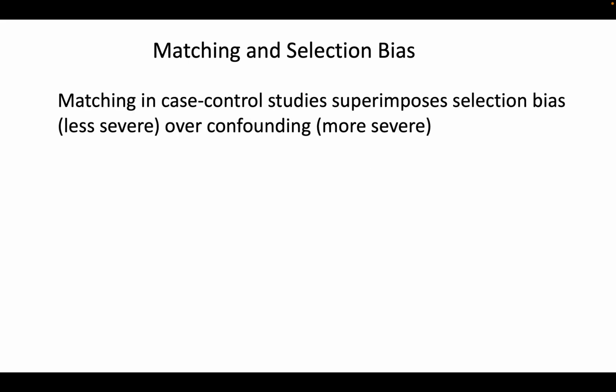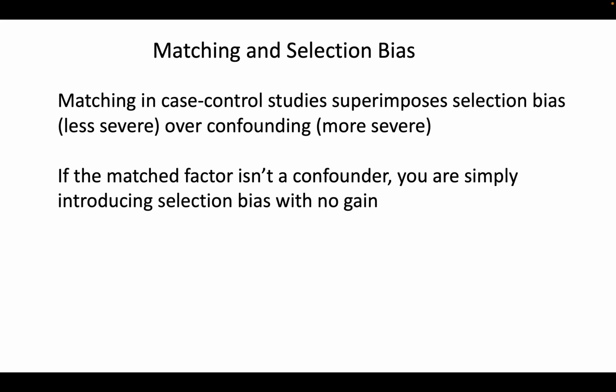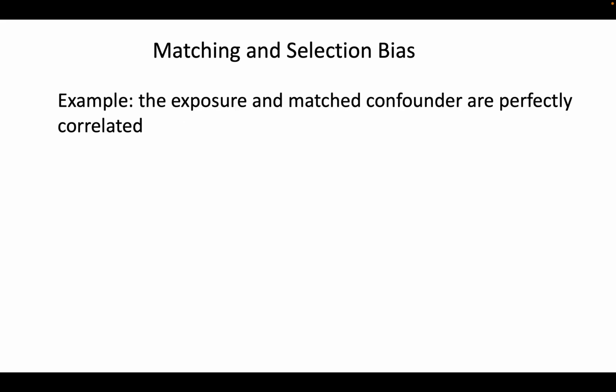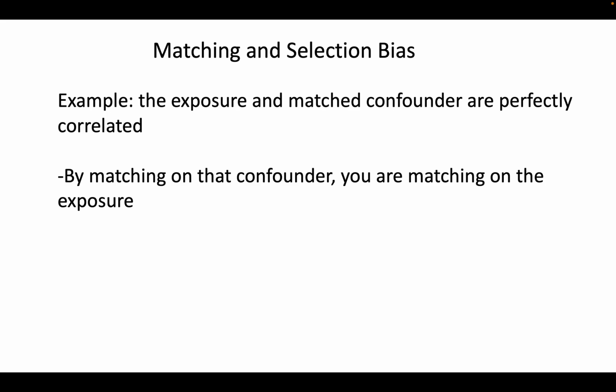So yeah, when you match on a factor that isn't a confounder, you're basically introducing this selection bias, but it's not trading a confounding bias for a selection bias. It's just creating selection bias. So if the exposure is perfectly correlated to the matched variable, then you are matching on exposure, and the exposure distribution in your case and control group is identical, and you've eliminated any effect that exists in the real world.